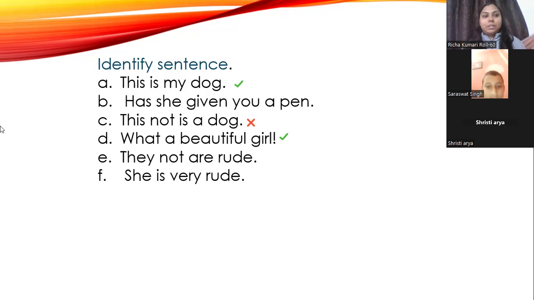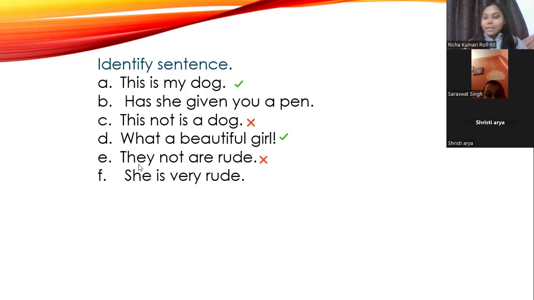They not are rude. Now, what about this? Is it a sentence? No, ma'am, this is not a sentence. Okay, fine. So, why? Ma'am, because this sentence is meaningless. Of course, it is meaningless. Okay. So, how can you make it meaningful? Ma'am, they are not rude. Exactly. That's great. Okay, very nice.